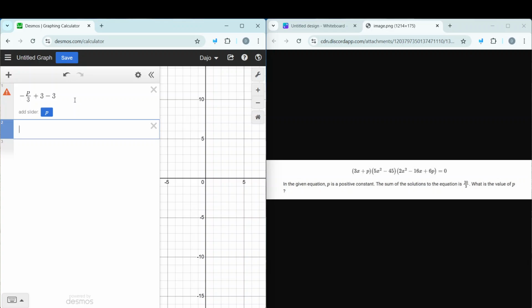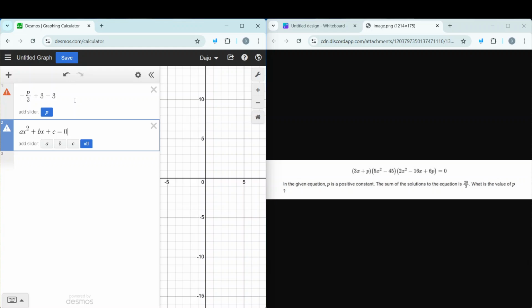And then we have 2x squared minus 16x plus 6p. In this case, we can't graph it because we don't know the value of p. But there's an equation to find the sum of solutions of quadratics, which is negative b over a. Maybe you're wondering what b and a are. Negative b over a refers to the coefficients of the standard equation of a quadratic: ax squared plus bx plus c equals 0.